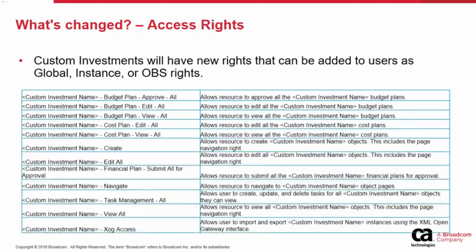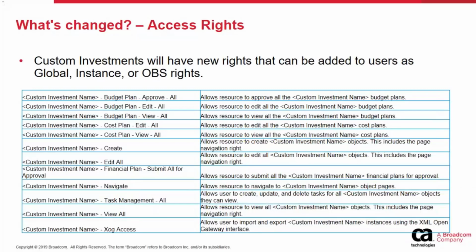Here are some more details. These are all the rights that get automatically created when you create a new custom investment. Essentially, you get the custom investment navigate right, you get the view right, the ZOG rights, and then the financial plan rights for those, along with the task investment. These are very similar to the rights you get when you see a project that can be assigned to the individual resources.